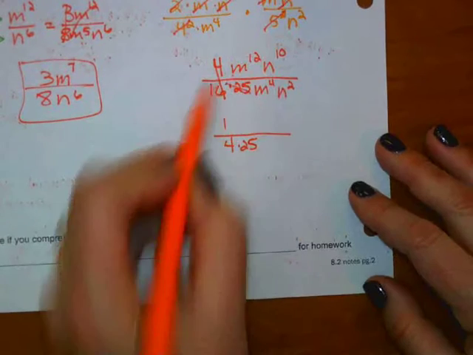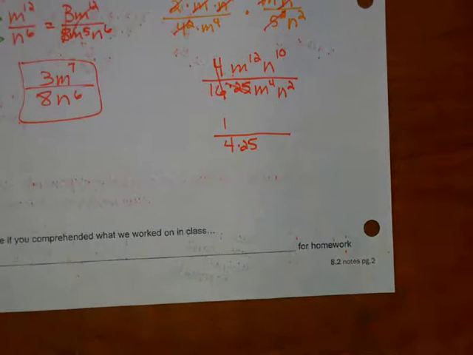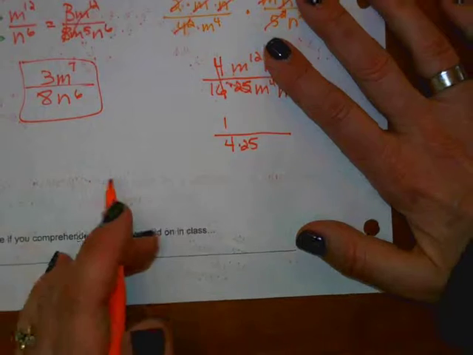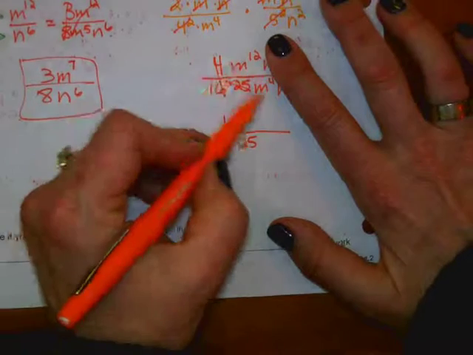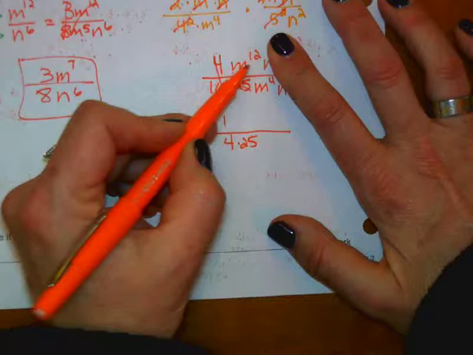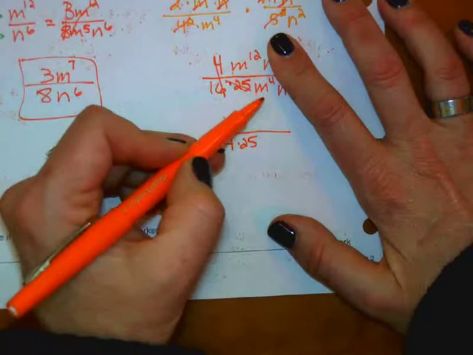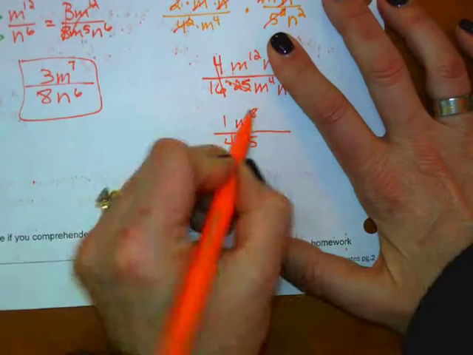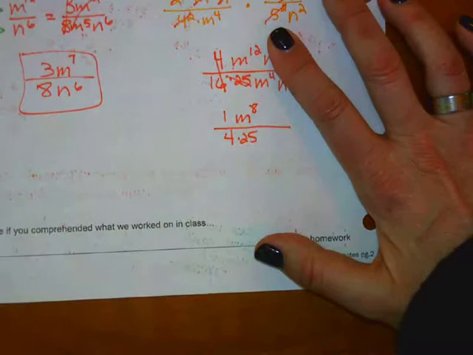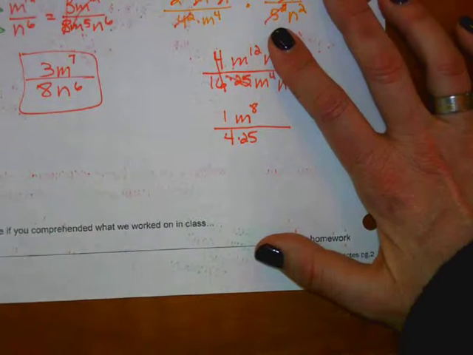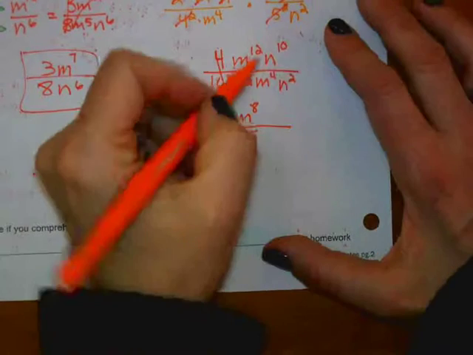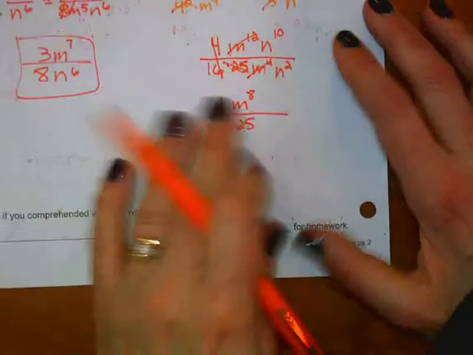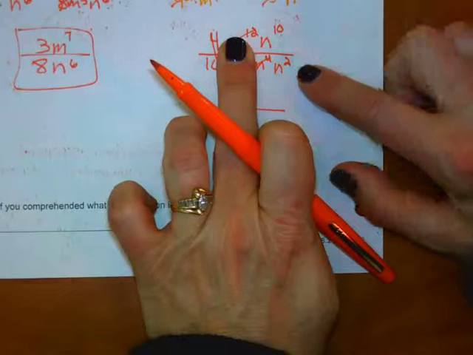Okay, let's look at the m's now. See how I'm covering up? Okay, I'm going to work with the m's. I have 12 on top, 4 on bottom. If I cancel, how many do I have left where? On the top. I have 8 left over on the top. Look at it as 12 m's divided by 4 m's. You cancel out the 4, you still have 8 on top, right? Okay, now do the n's. 10 n's, 2 n's. I have 8 left on top, don't I, when I cancel?